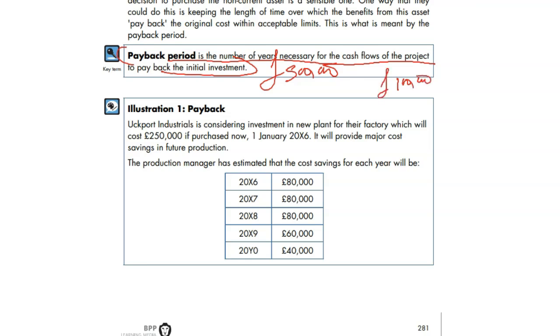how many years does it take you to get all of your 500,000? It's 5 years, isn't it? If it is monthly, you can still work it out monthly. Well, let's do illustration number 1 and put some light on it.